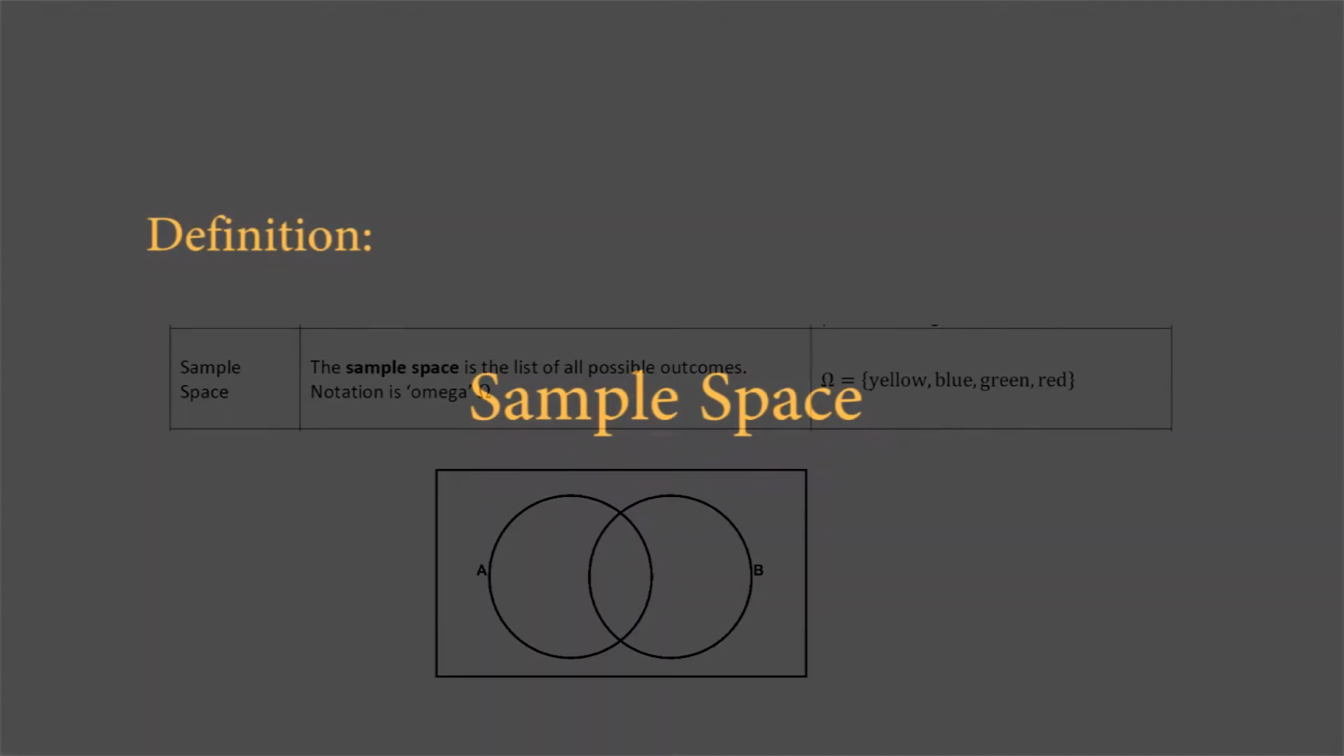Outcome is the result of a single trial of an experiment. The possible outcomes in the case of our spinner are landing on yellow, blue, green, or red.